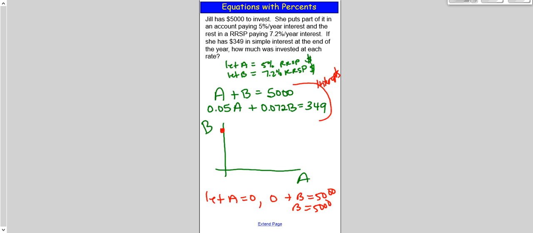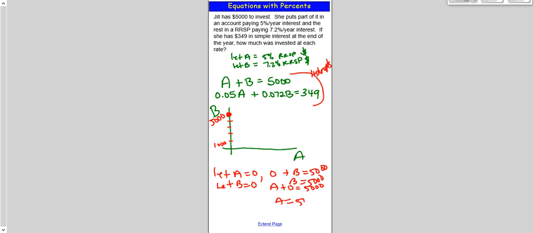So I'm going to put a dot up here at 5,000. And so now I'll label this 1,000, 2, 3, 4, and 5. Okay. And if I let B equal 0, then I get A plus 0 equals 5,000. So A equals 5,000. All right. And that's like the maximum amount of money that you could put in, which means they put $5,000 into one account and nothing into the other. This could be 1,000, 2, 3, 4, 5.